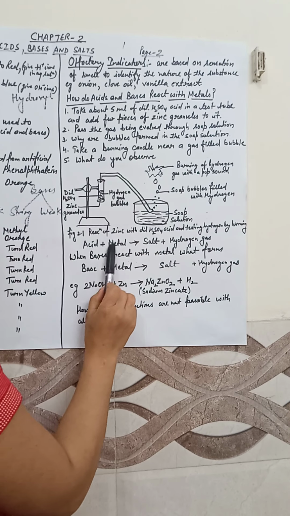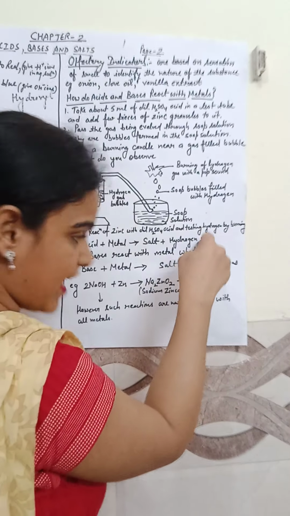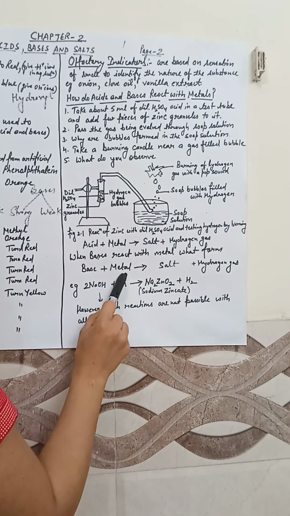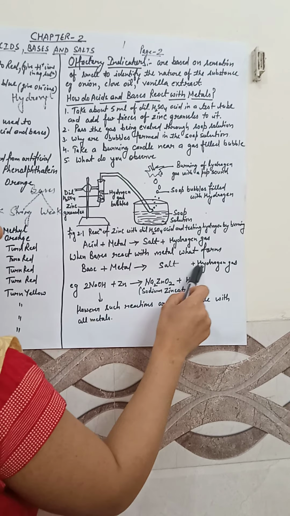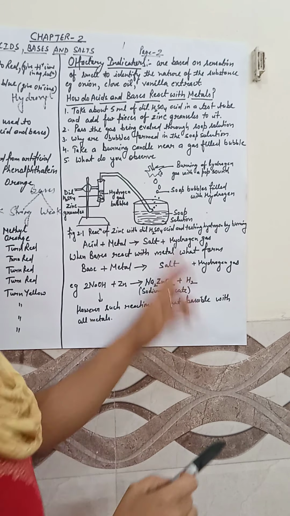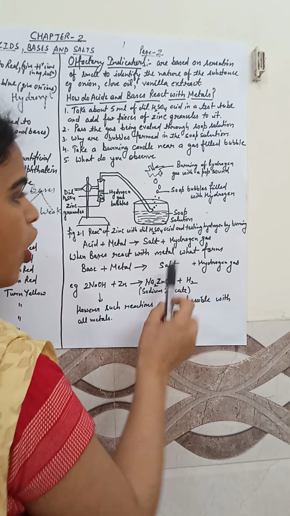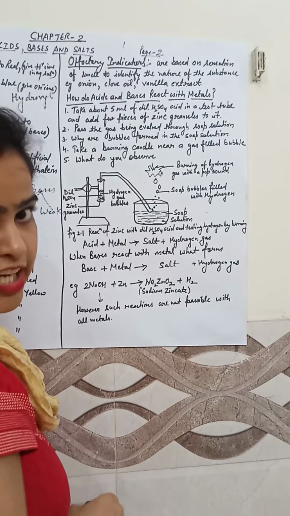Whenever acid reacts with metal, what is formed? Salt is formed with the evolution of hydrogen gas. When a base reacts with metals, what is formed? Salt is formed with the evolution of hydrogen gas. So in both cases, salt is formed with the evolution of hydrogen gas. Now how will you identify that the evolving gas is hydrogen gas?